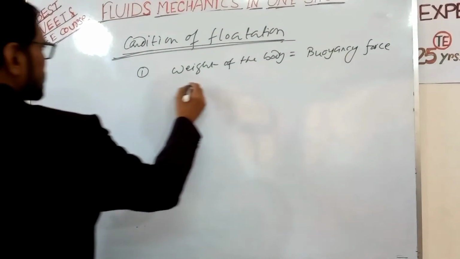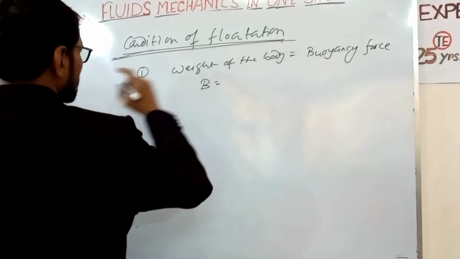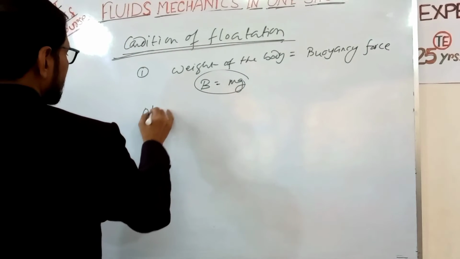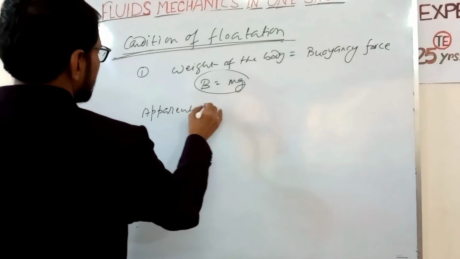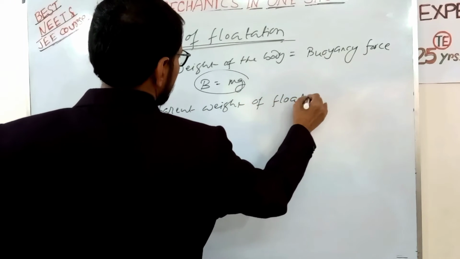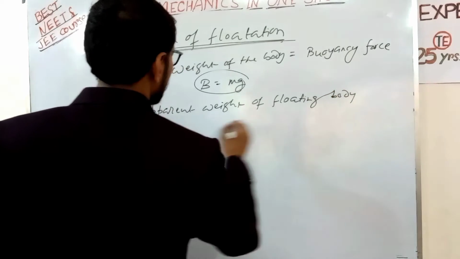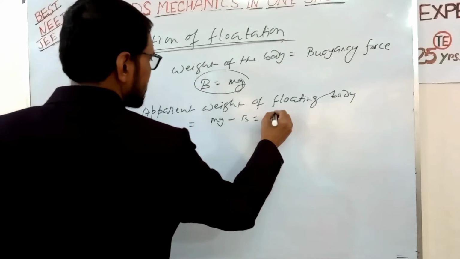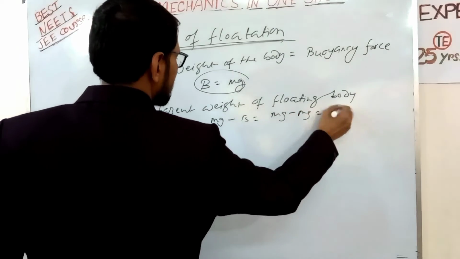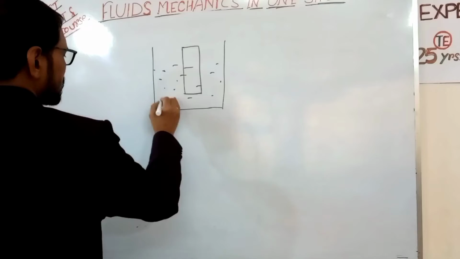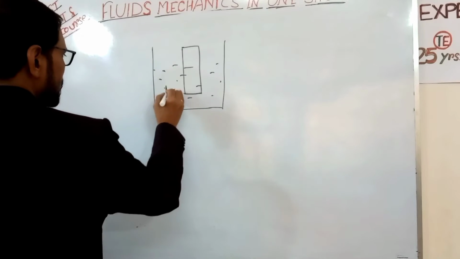So the problem comes from this condition of flotation, B equal to mg, and the apparent weight of a floating body. Apparent weight equals real weight minus buoyancy force. If B equals mg, then the apparent weight of the floating body is 0. It is d1. The density of the liquid is d1.